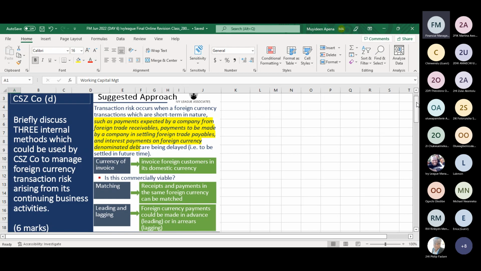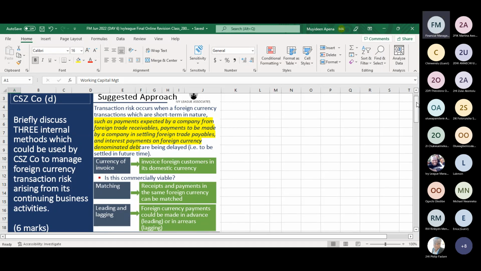So these are options the company can take, and that's why the examiner says internal methods. In this case, you cannot use futures as a response here. You cannot use options here. You cannot use swaps here, because those are derivatives.